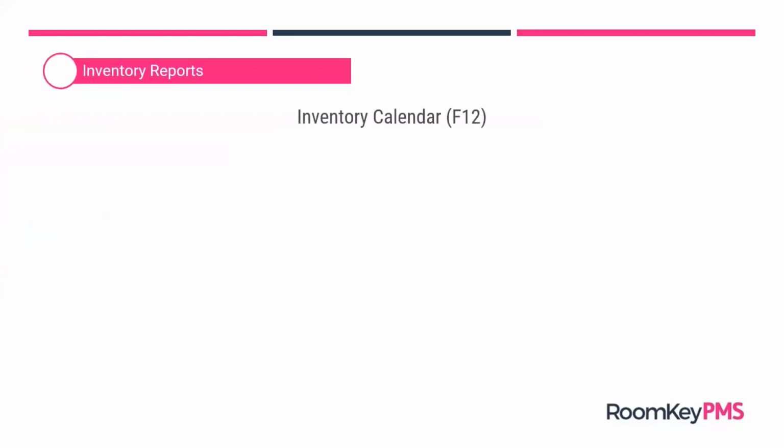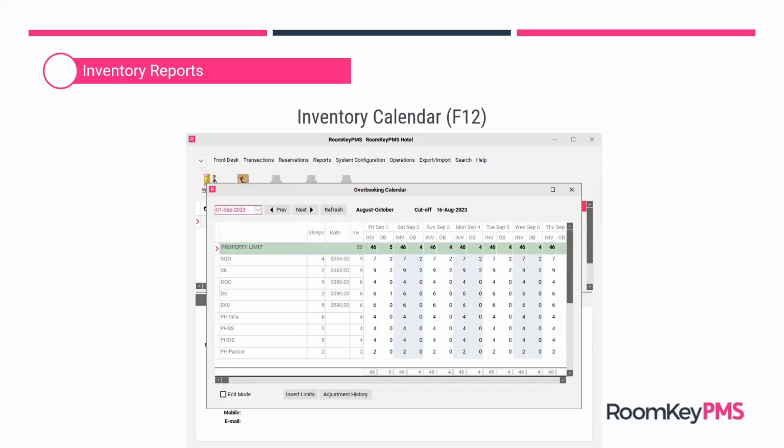Now that we've seen how you can manage overbooking limits and utilize that in the overbooking calendar, I also wanted to show you how these changes do affect your inventory calendar and some of the reports inside RoomKey. So we'll start with the inventory calendar, and I've just indicated here that you can actually access that from F12 on your keyboard. So I've just opened up RoomKey here.